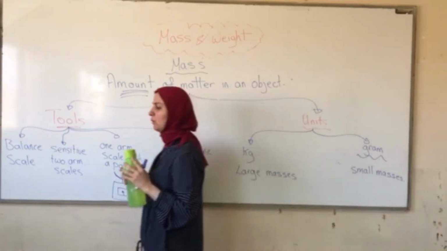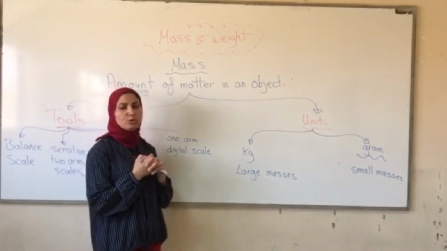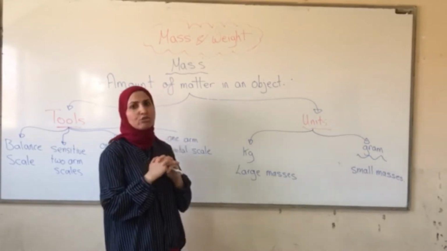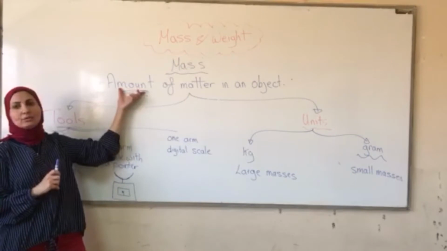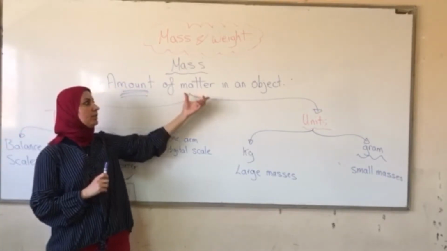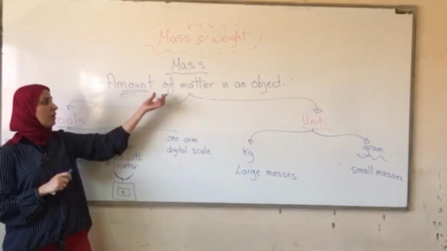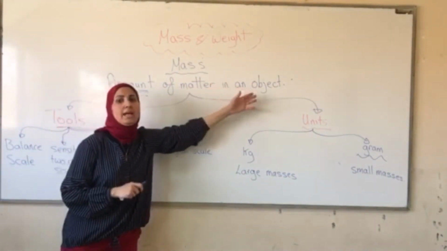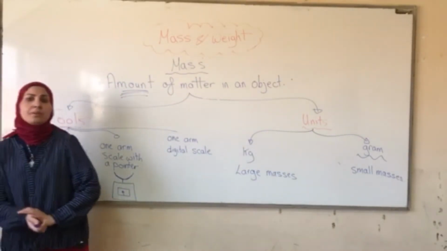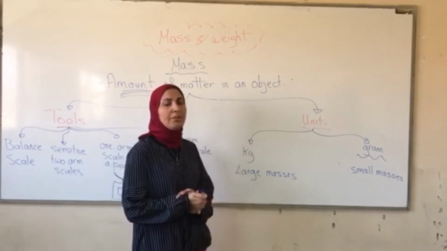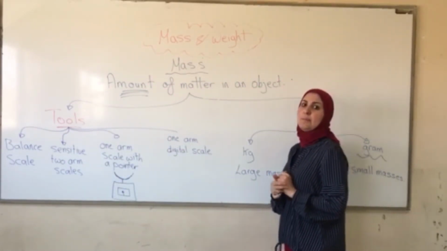And what if I want to know the mass of a balloon? I want to know the amount of air which is in the balloon. So the mass is the amount of matter in an object. Then, how can I measure the mass? To measure the mass, we use something called balances.